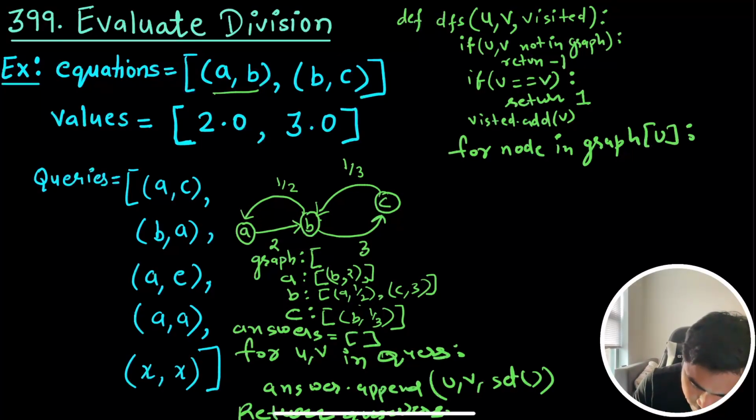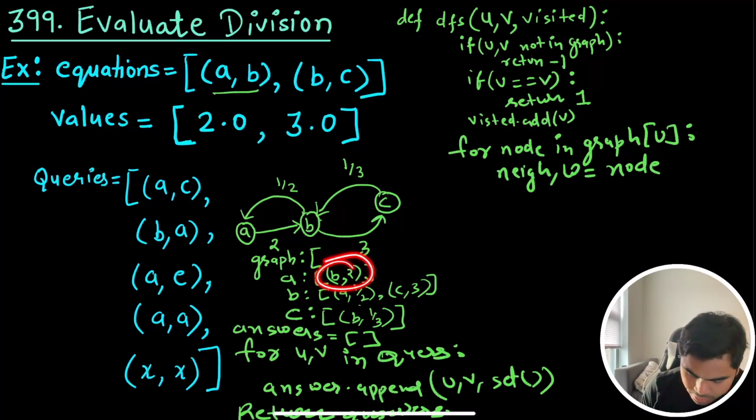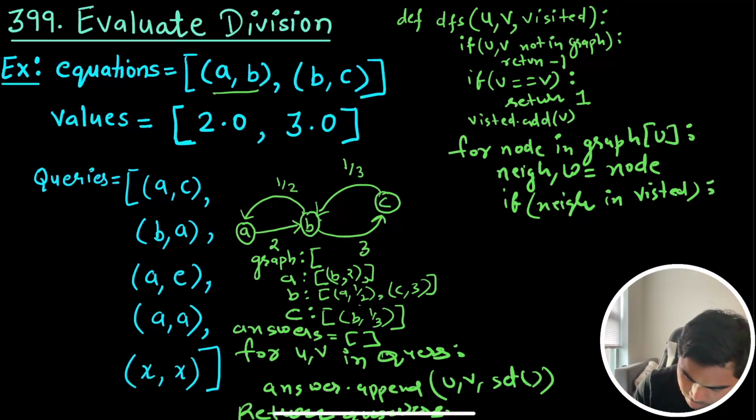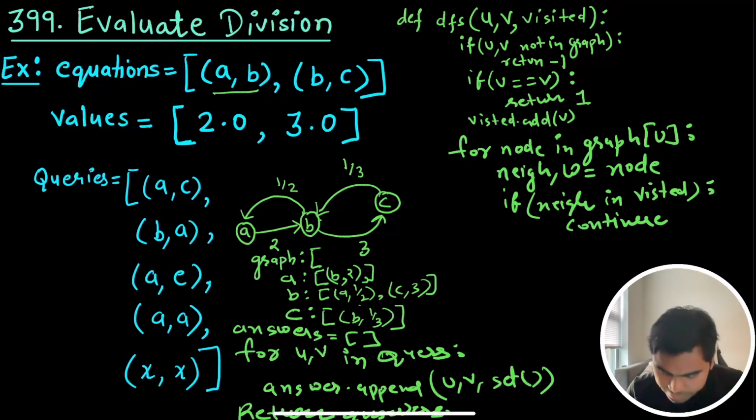So this will give me two values. First will be the neighbor, and then weight, that I will unwrap from my node, right? We stored them right here as the neighbor and the weight. Finally, if this neighbor is already in visited, then what are we gonna do? We just continue. But if it is not, then what I'll be doing is this.